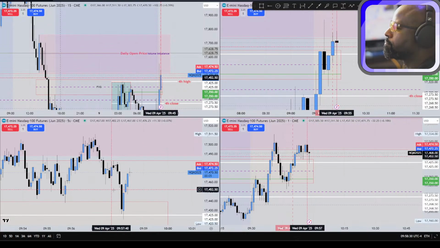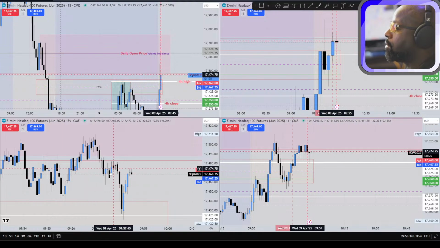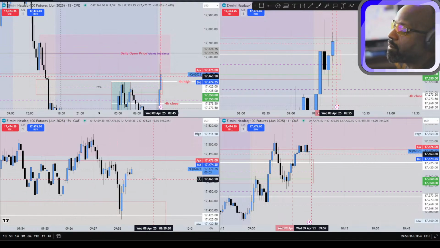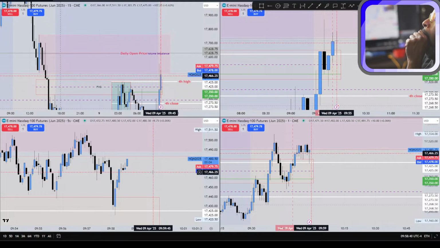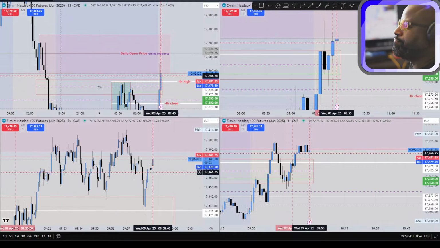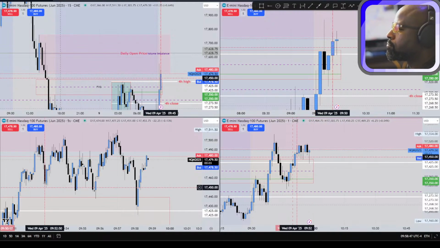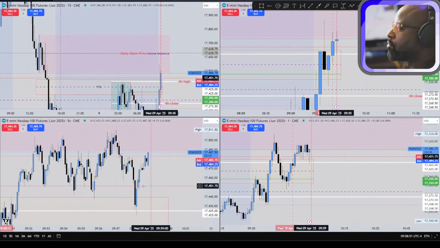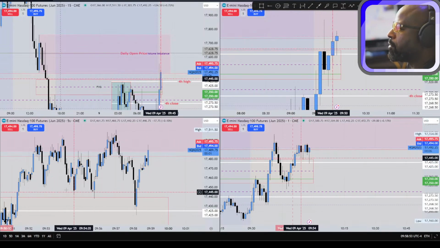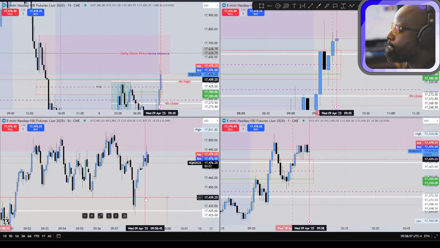Right here on the 5-second chart. I'm just trying to see how price is reacting to the smaller time frame gaps. I see an imbalance here. It's just like a short time frame consolidation. Consolidation on the lower time frame.